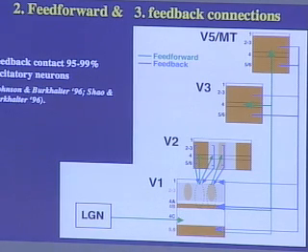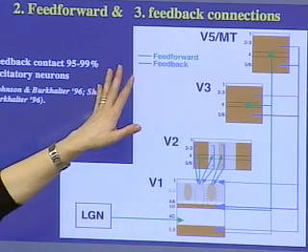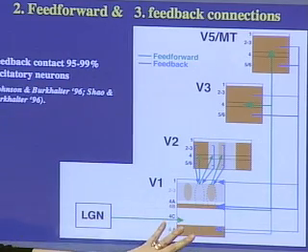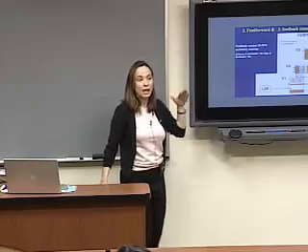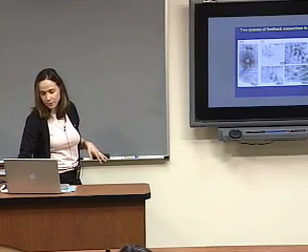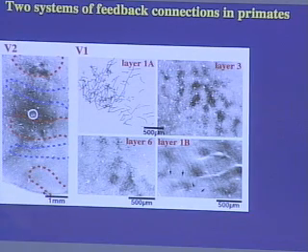And one important thing about them is that they also arise from excitatory neurons, and they contact almost exclusively excitatory neurons. This is something that I'll remind you later in the talk. Now, our lab has been involved in characterizing the functional organization of these feedback connections.